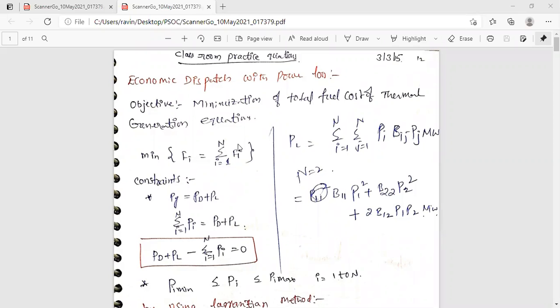So in the second unit, we are discussing the optimal load dispatch problem. It is also called the economic dispatch problem. Here the main objective is to minimize the total fuel cost of thermal generation stations. Here we discussed that economic dispatch without losses was completed, and with losses was also completed in the last class.